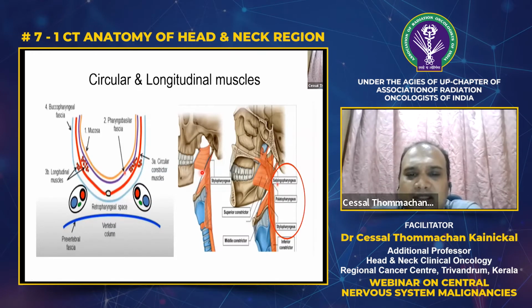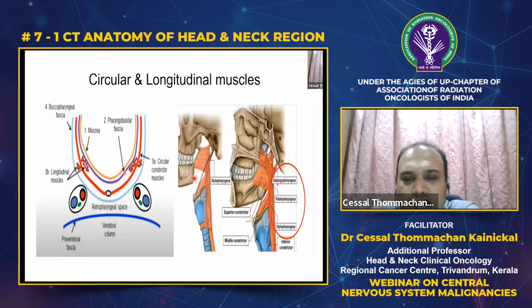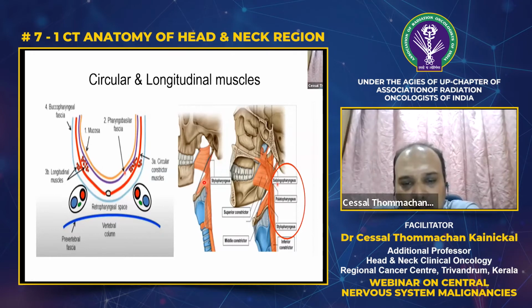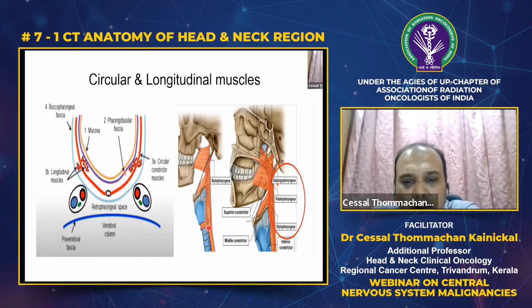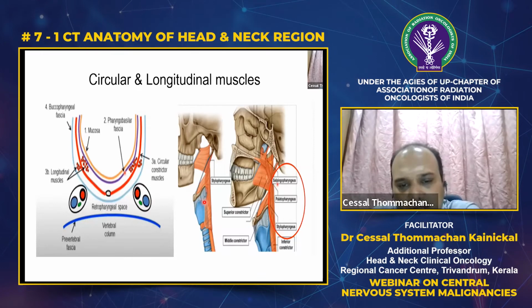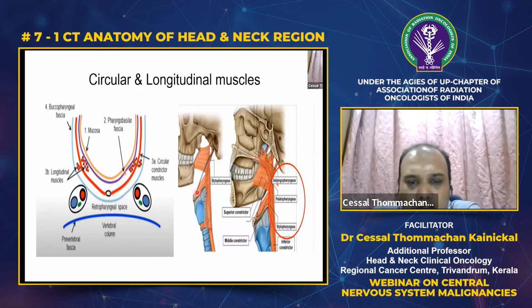To make things very simple: if you are contouring any constrictor at the level of the mandible, it is the superior constrictor. If you are contouring any constrictor at the level of the hyoid bone, it is the medial constrictor. If you are contouring any constrictor at the level of the thyroid cartilage or cricoid cartilage, it is the inferior constrictor. Make things very simple. So if you look into this, this is the medial constrictor.